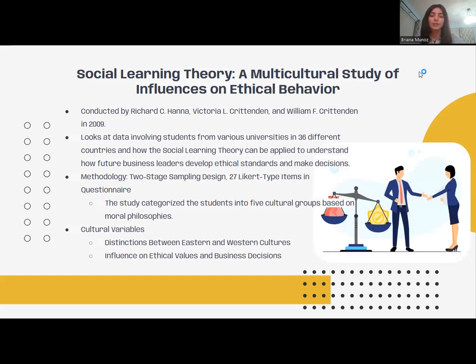Since the social learning theory states that we learn by watching and copying others, when it comes to business ethics, it helps us see how future business leaders pick up on making ethical decisions by observing those around them. The study recognizes the importance of cultural variables, particularly the distinctions between Eastern and Western cultures. To gather data for this research, a 2-stage sampling design was employed, and a questionnaire was used in the study featuring 27 questions, asking respondents to express their agreement or disagreement with various statements related to ethics, capitalism, and laws.